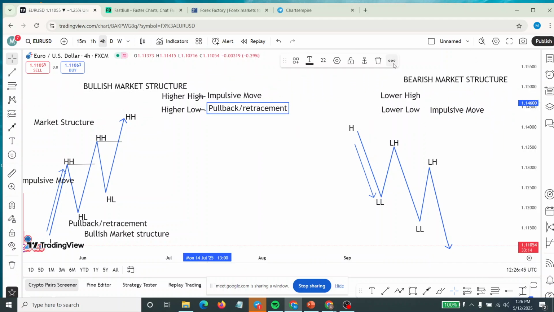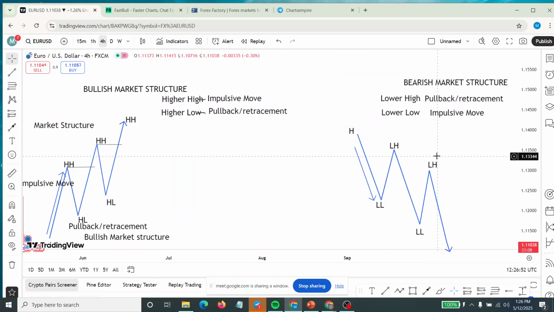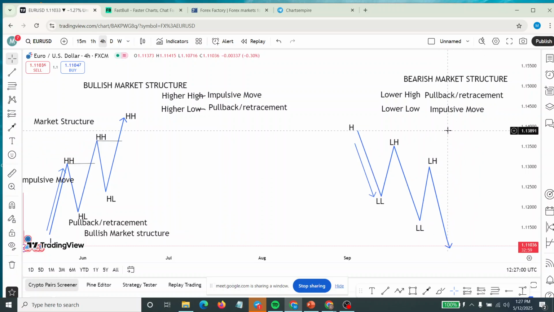The lower high is the pullback or retracement, while the lower low in this scenario is our impulsive move. So now if you see that with this lower low, we can say that the market made an impulsive move.